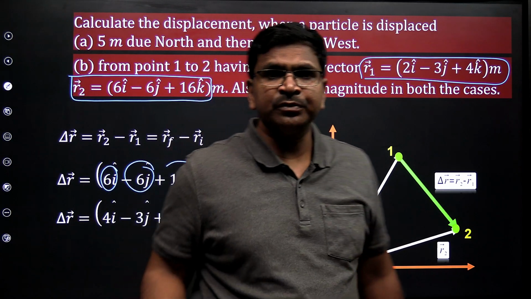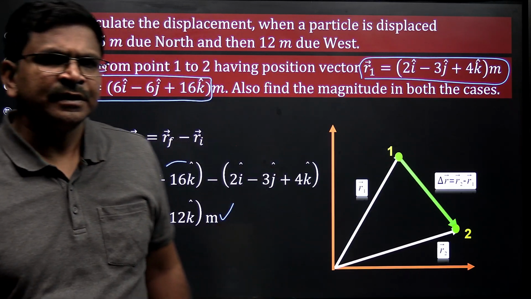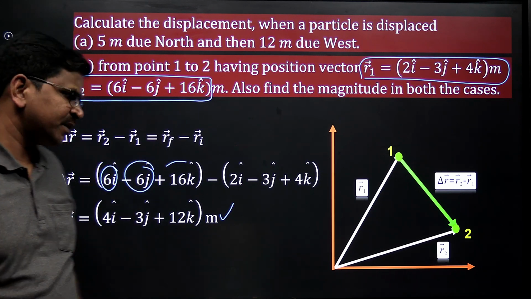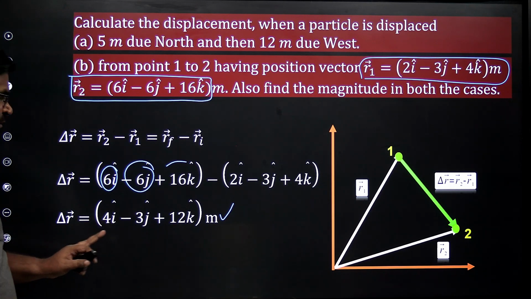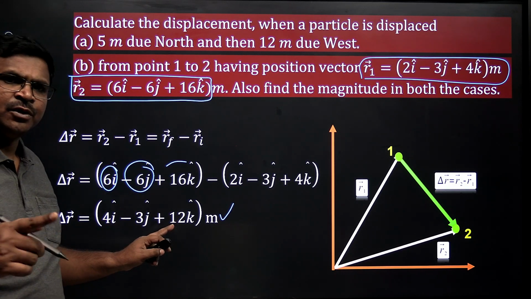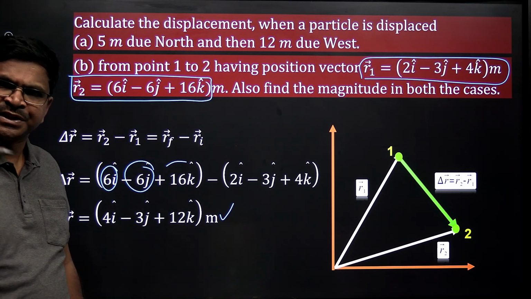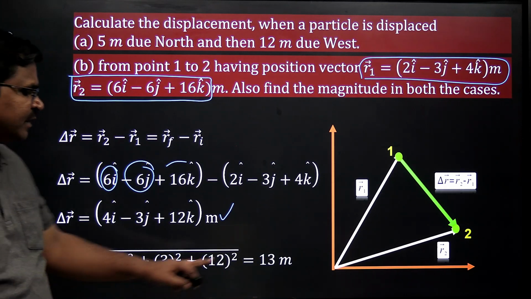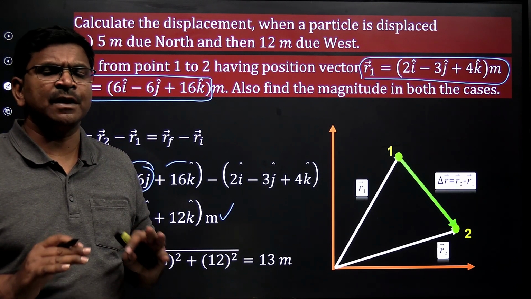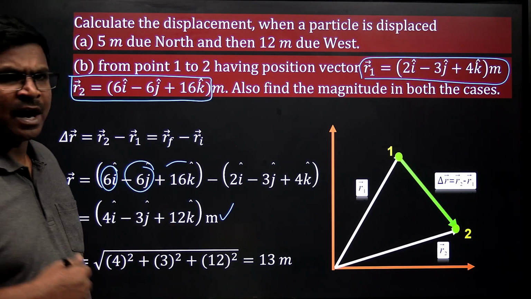Whenever we have a vector in rectangular form, the magnitude can be found using the simple idea: square root of i coefficient squared plus j coefficient squared plus k coefficient squared. Here the i coefficient is 4, 4 squared is 16; the j coefficient is minus 3, whole squared is 9; and the k coefficient is 12, 12 squared is 144. Here 16, 9, 144 gives 169, and the square root of 169 is nothing but 13 meters. So this is the idea, and this is a very important and basic approach for motion in a plane problems. Now let us focus on another kind.